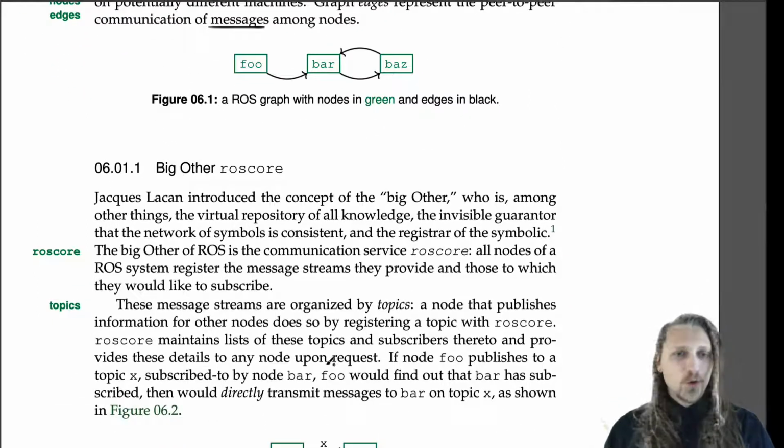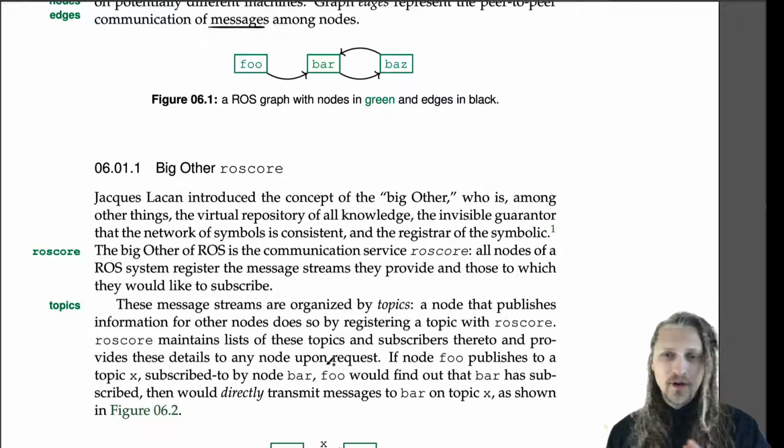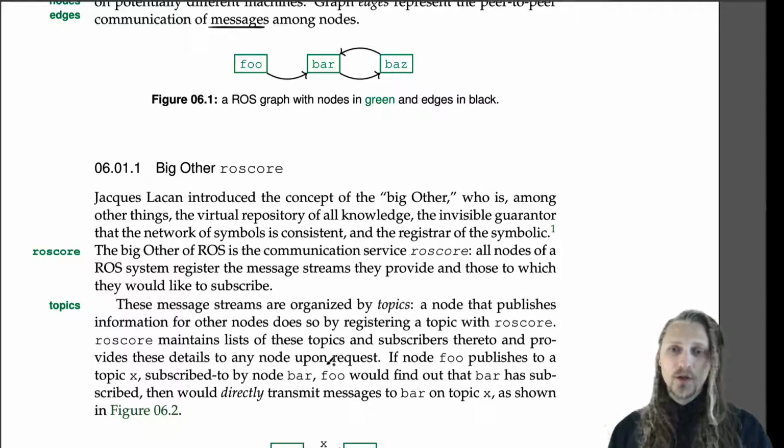Big Other, ROS core. Jacques Lacan introduced the concept of the Big Other, who is, among other things, the virtual repository of all knowledge, the invisible guarantor that the network of symbols is consistent, and the registrar of the symbolic. Okay, so he's a psychoanalyst, philosopher guy, so I put a little reference to him, and you can look him up. I thought this idea of the Big Other was useful for this part of the text here. The Big Other of ROS is the communication service ROS core.